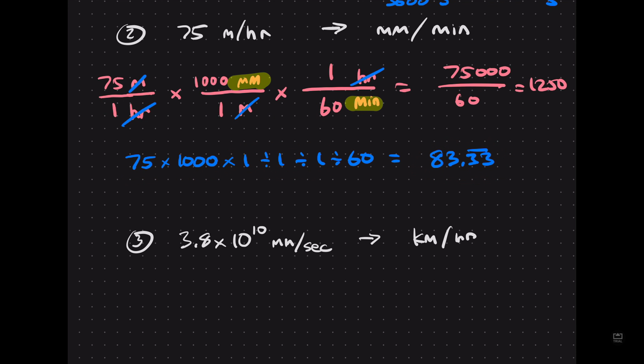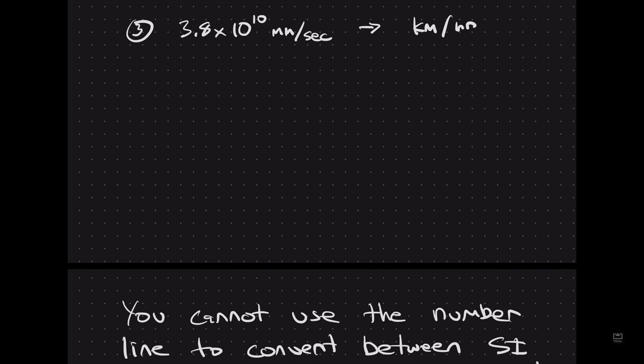And yep, that one was wrong. Don't know what I did there. That equals 1,250. Now, what are the units? The units are millimeters per minute, which is what we were trying to get to. Okay, let's move to the next one, number 3.